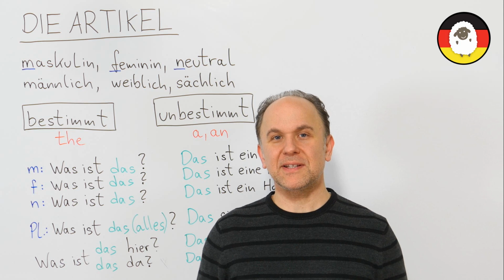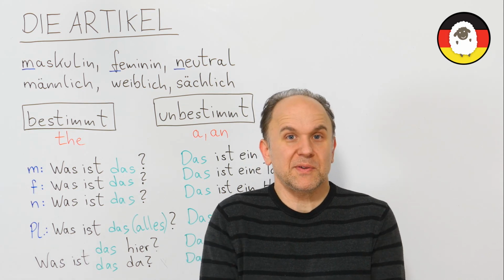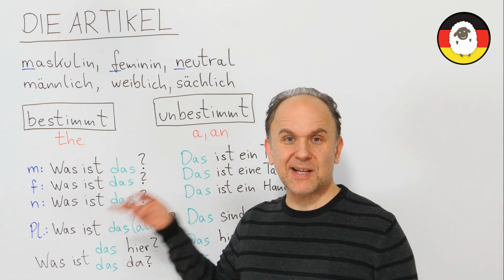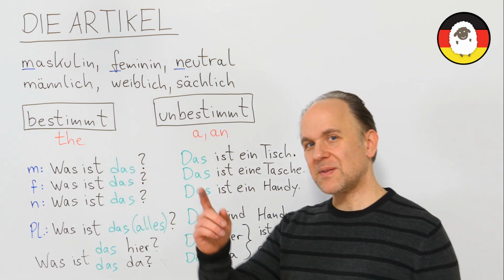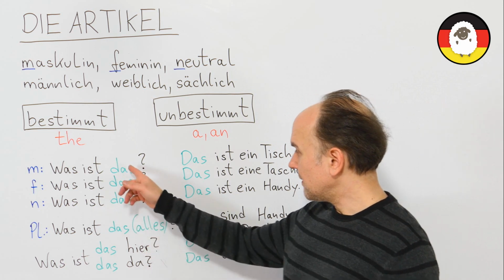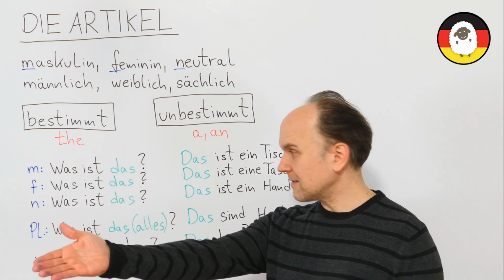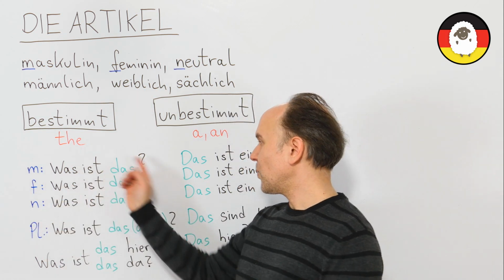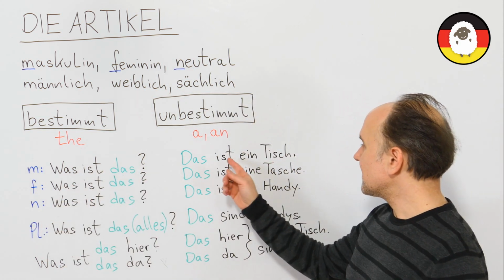So how can we ask about things? What is this? Because we don't know the article yet. This is where we use our standard dummy word "das", which means this or that. In green. Was ist das? What is that? What is this? Was ist das? What is this? This is a table.